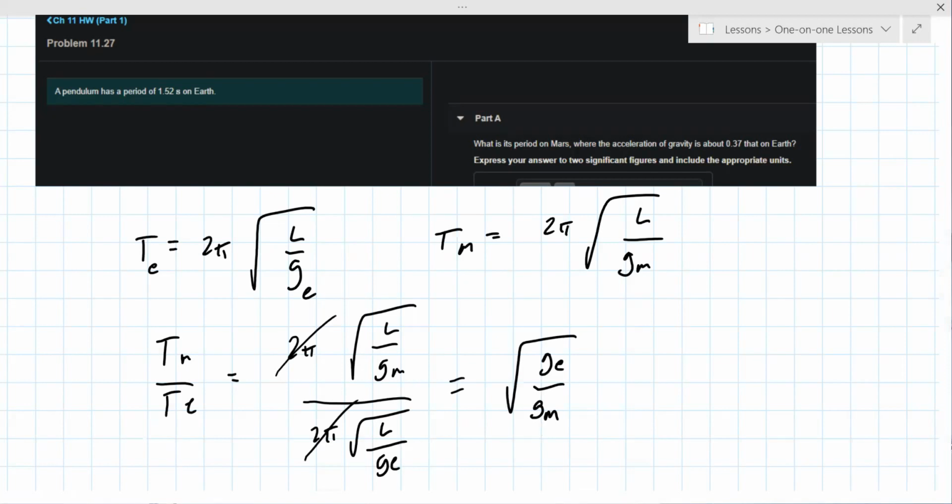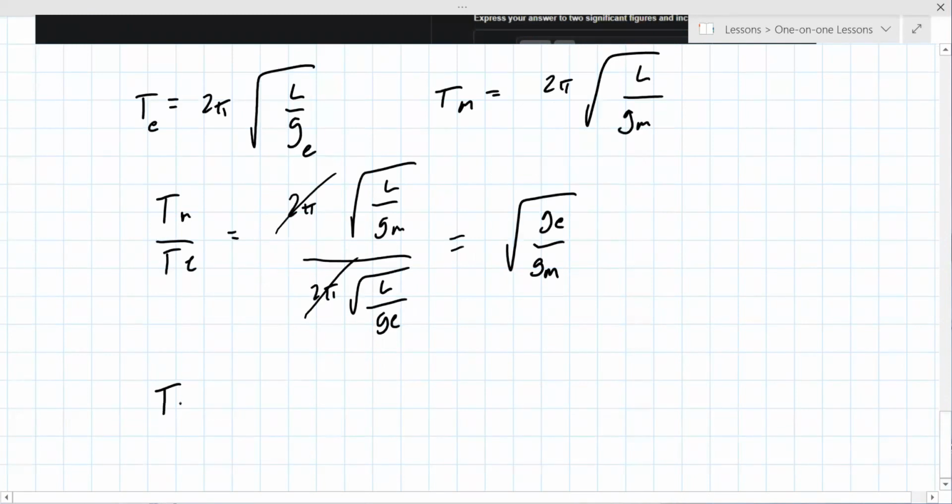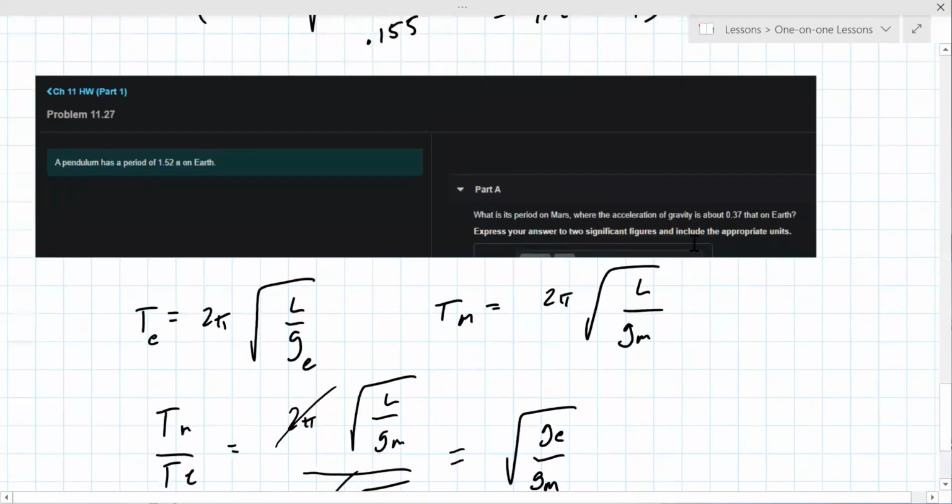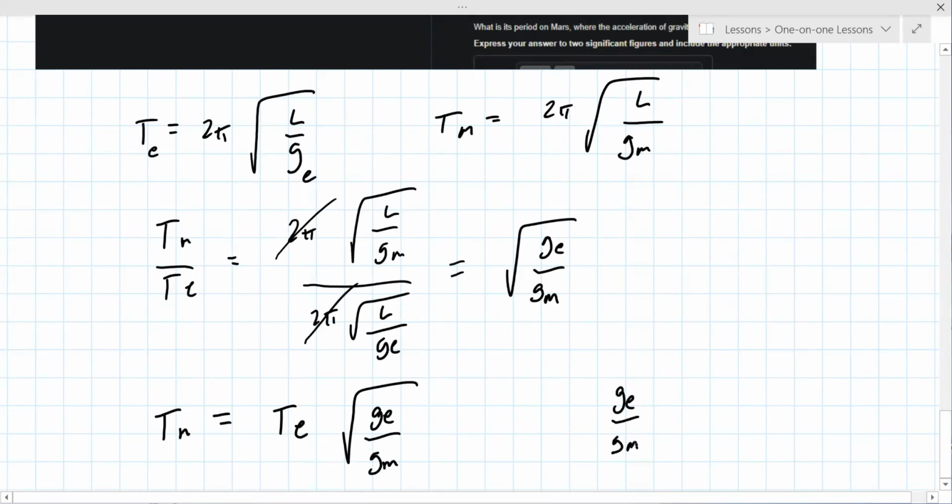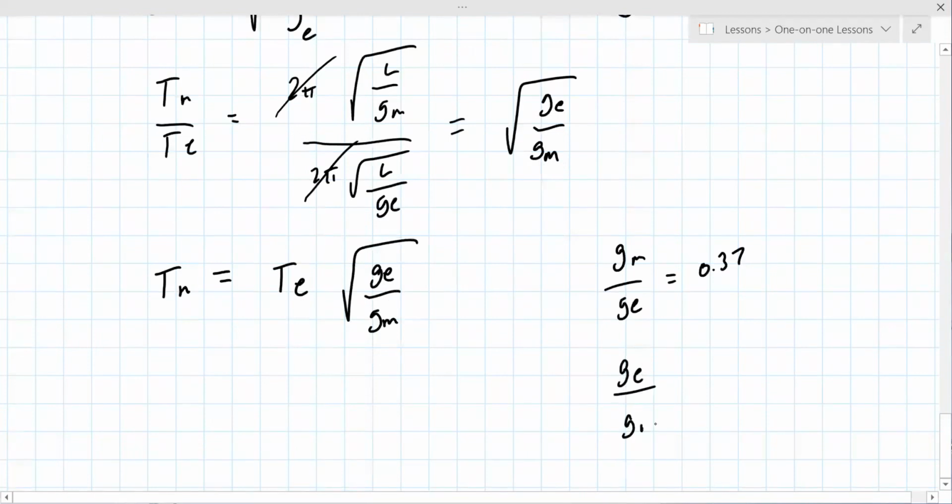Okay, so the relationship here is that TM equals TE times the square root of GE over GM. And now we have some values. We are told in the problem that the ratio of the two planets is 0.37. So that means GE over GM equals, well, it's actually the other way around. They say GM over GE equals 0.37. But since we want the flip of that, we take the flip of the number on the right. So then that's the square root of 1 over 0.37.